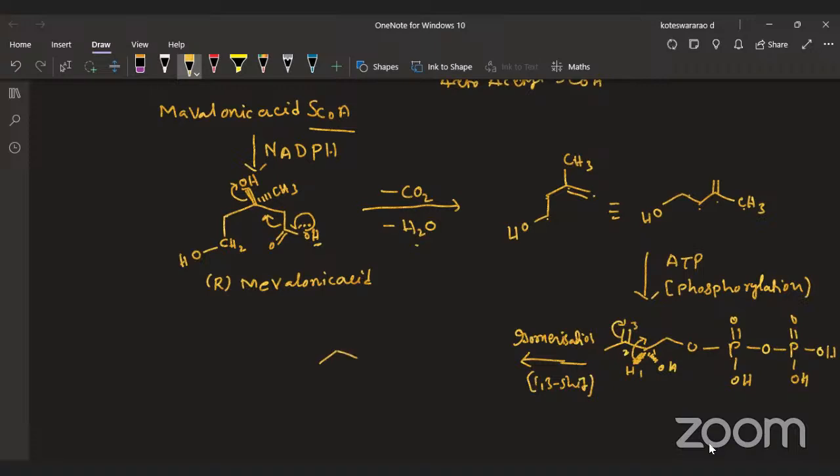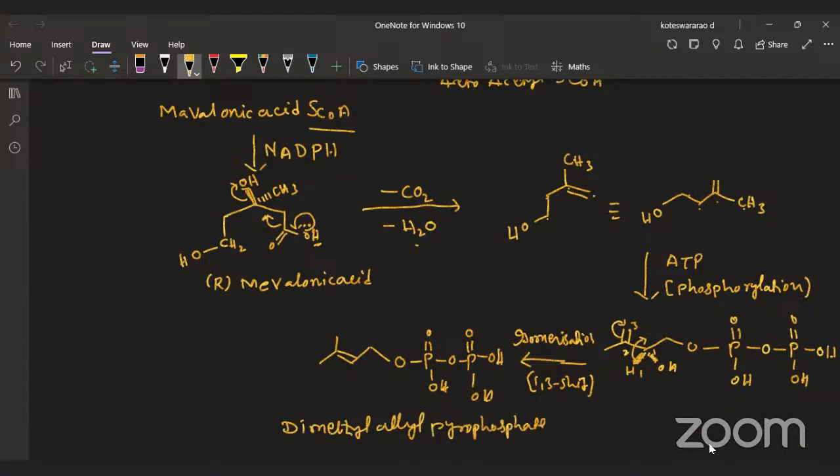the product, which is dimethyl allyl pyrophosphate. The product is dimethyl allyl pyrophosphate. Now this is the key intermediate to generate the product.